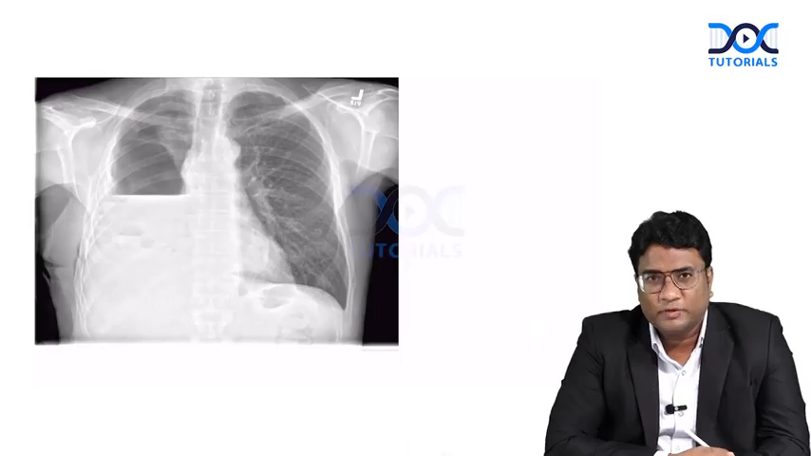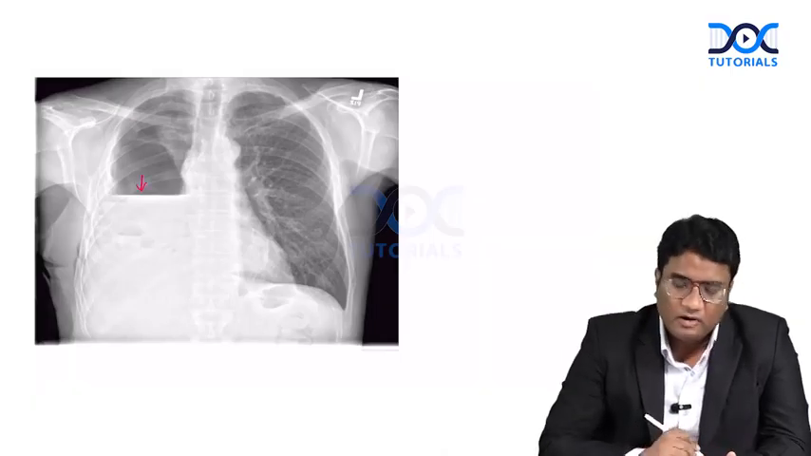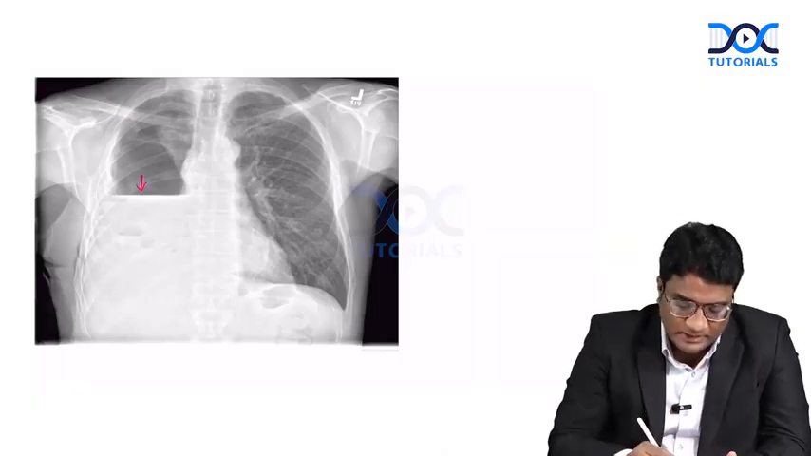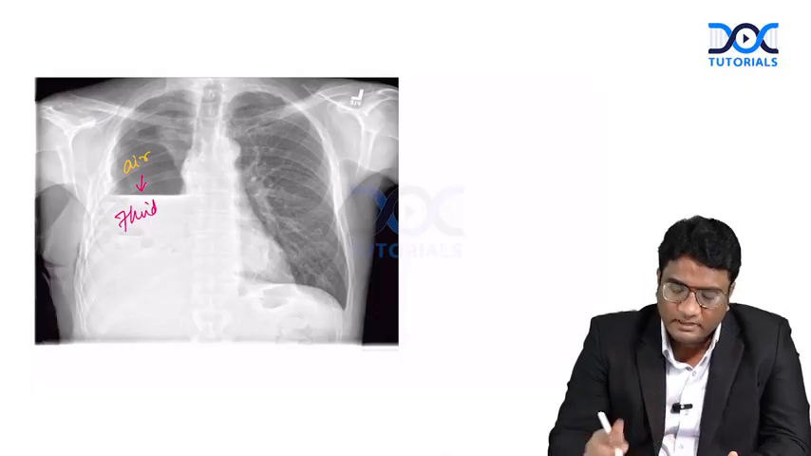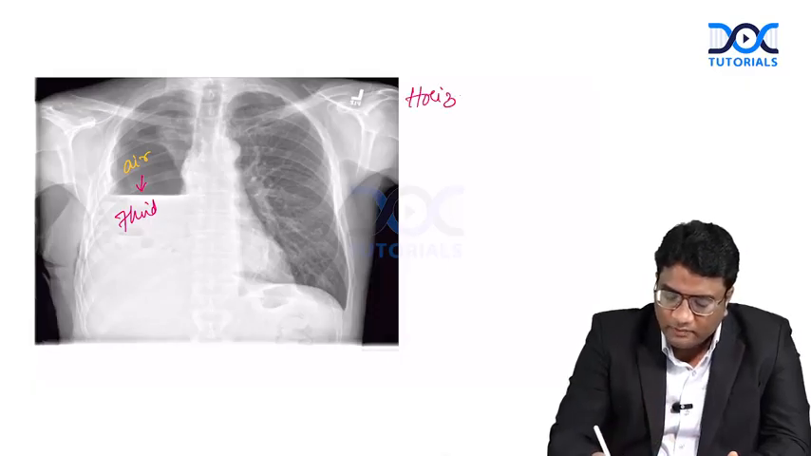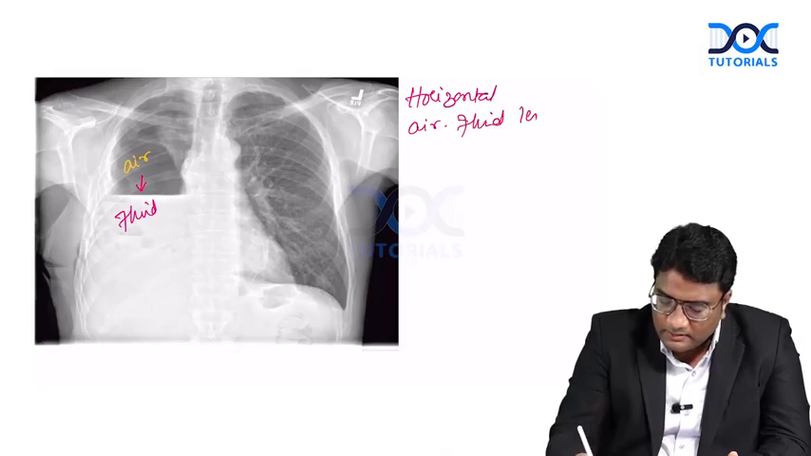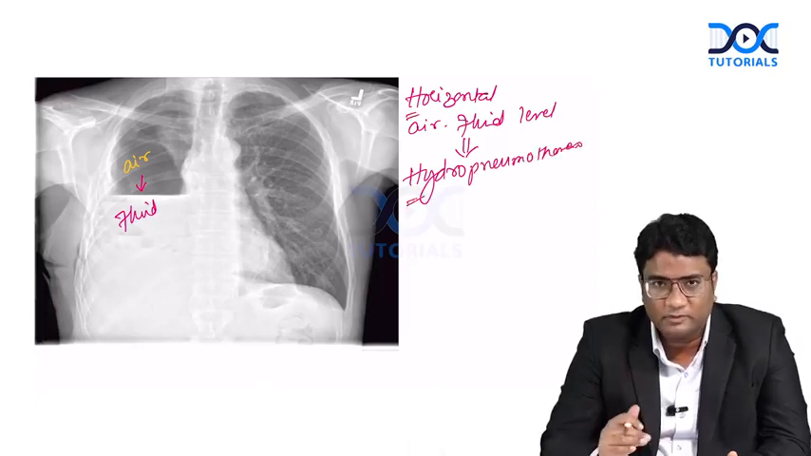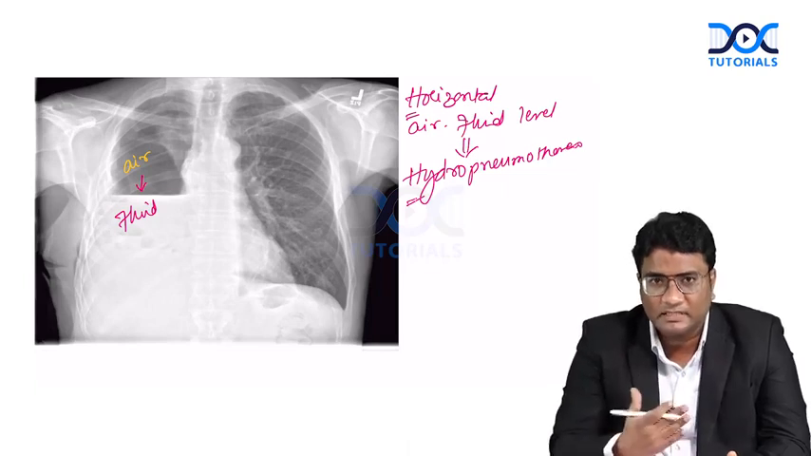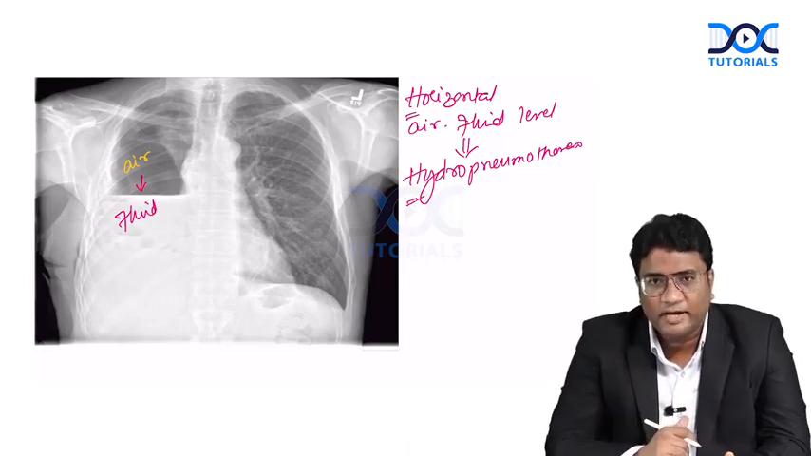And what is this image showing you? In this image, you can see a horizontal air fluid level. This is the air and this is the fluid part, and you are seeing a horizontal air fluid level. This is suggestive of hydropneumothorax. So if you are seeing a horizontal air fluid level, that is hydropneumothorax. Pleural effusion would show a meniscus sign and Ellis curve. A horizontal air fluid level, think of hydropneumothorax.